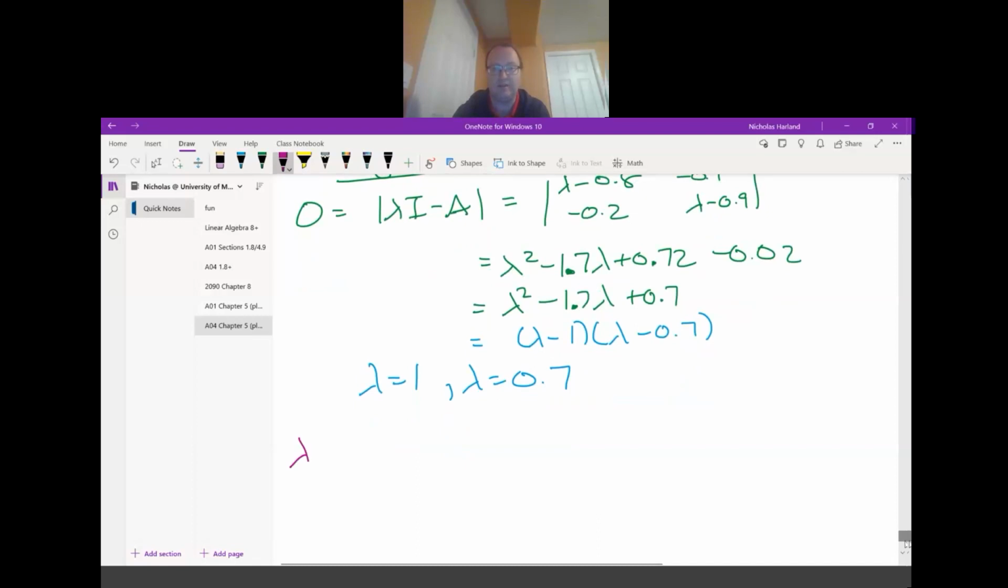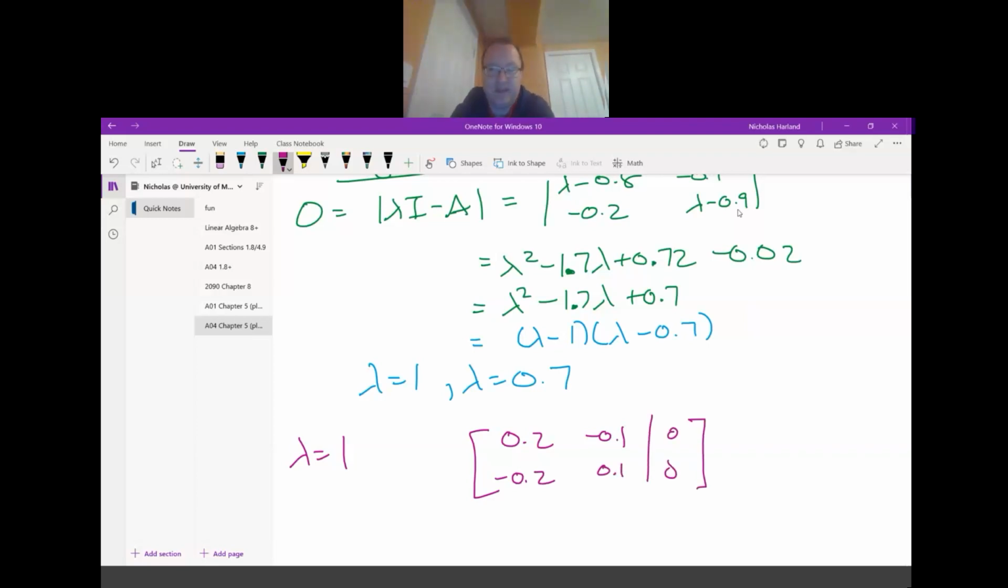All right, so lambda equals 1. Shove that into our matrix. What is that? Negative 0.2. That's wrong. Plug in lambda equals 1. Someone's got to program the computer. 0.2, negative 0.1, negative 0.2, and 0.1.